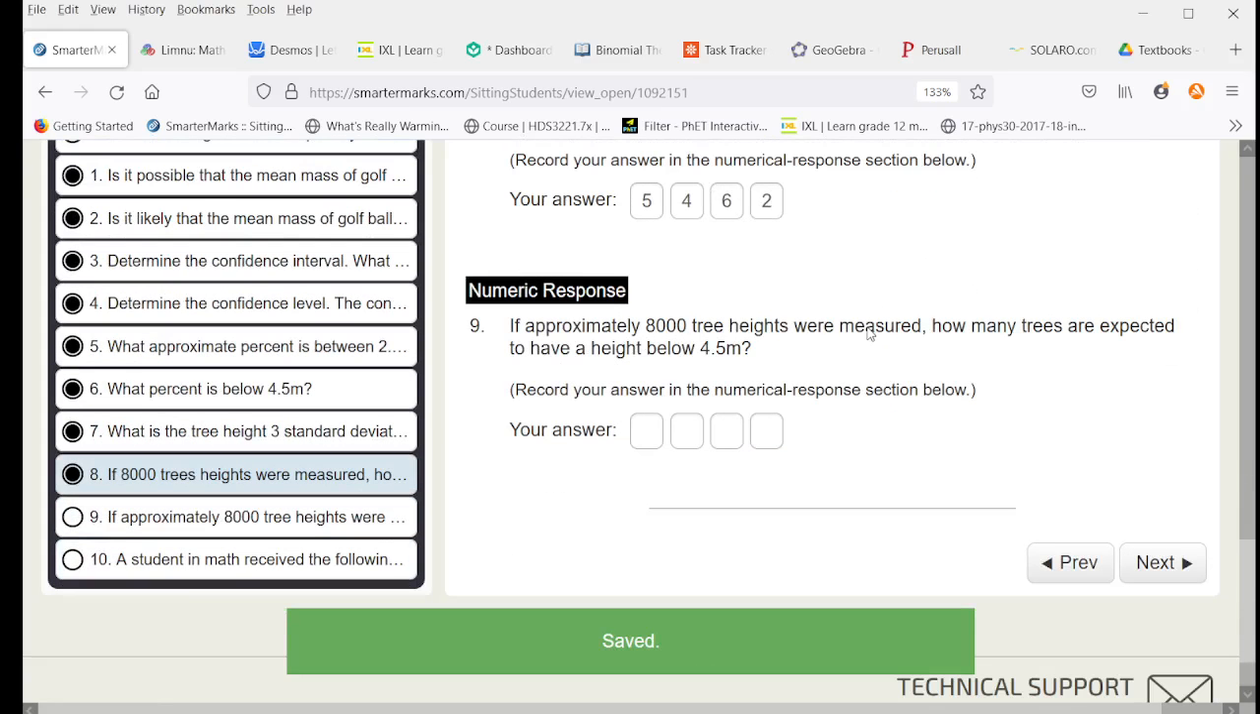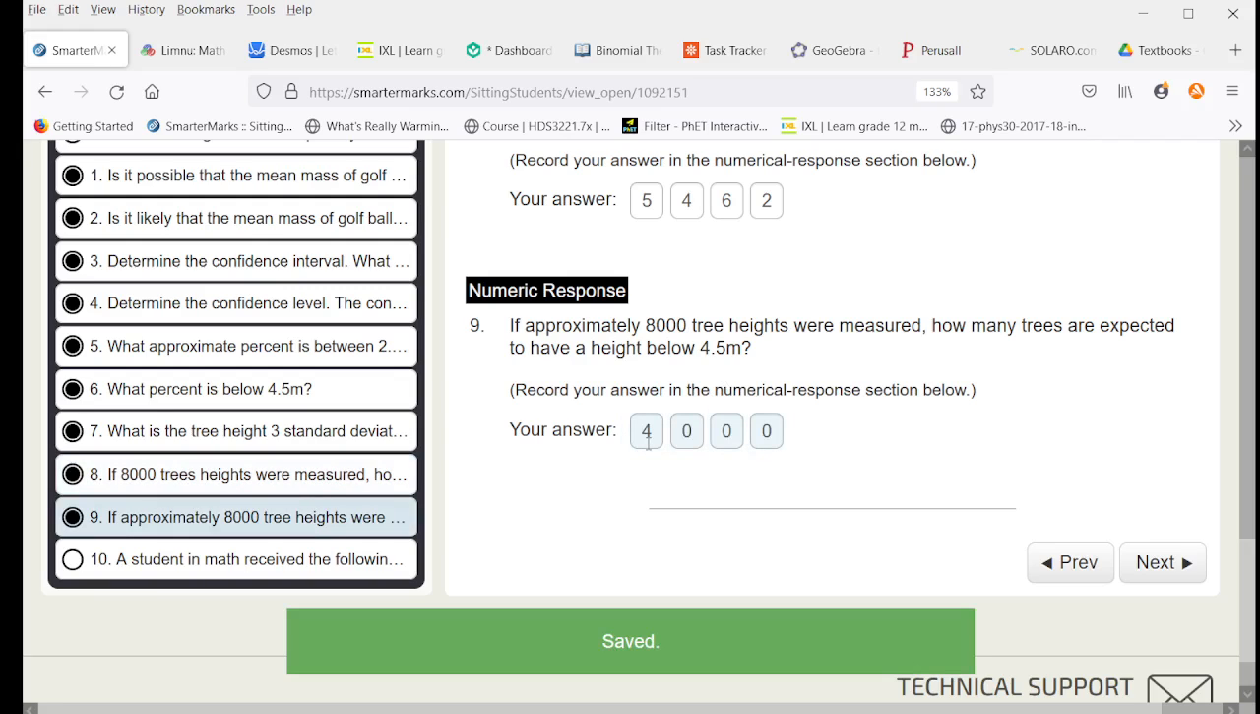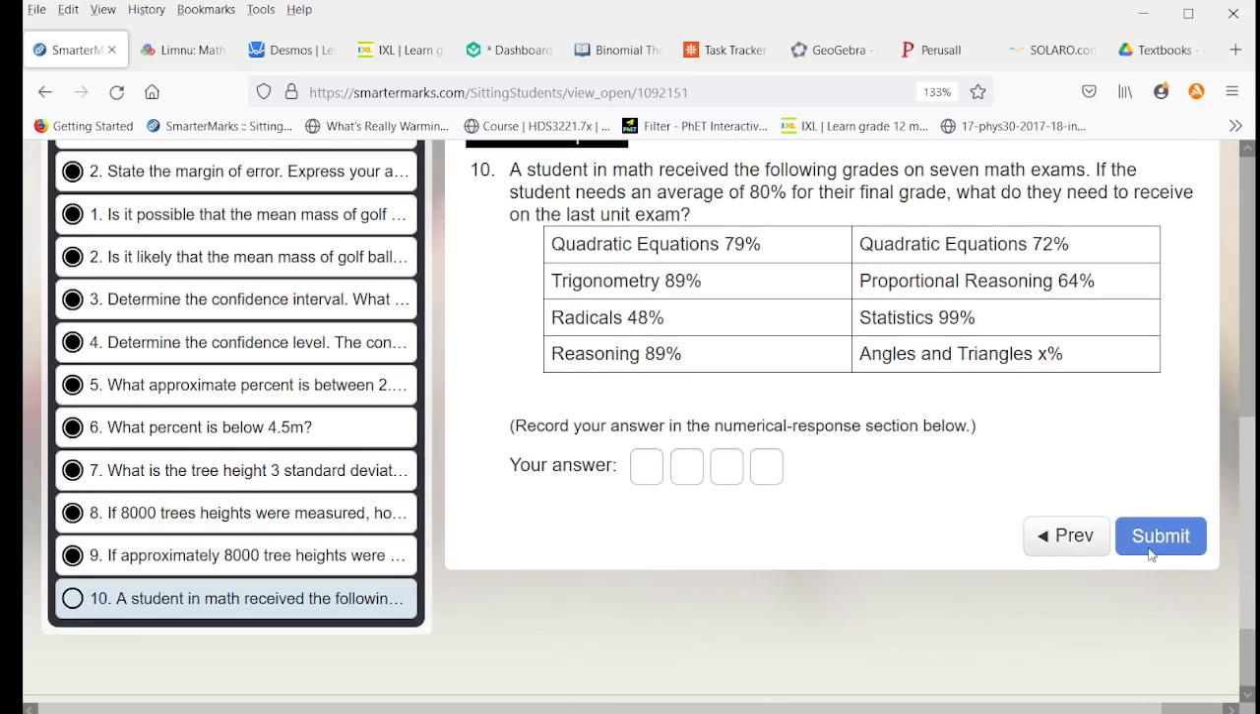And if 8,000 trees were measured, how many are expected to have a height below that 4.5? Again, that's the 50th percentile that we've already done, so that's going to be exactly 4,000. All right.